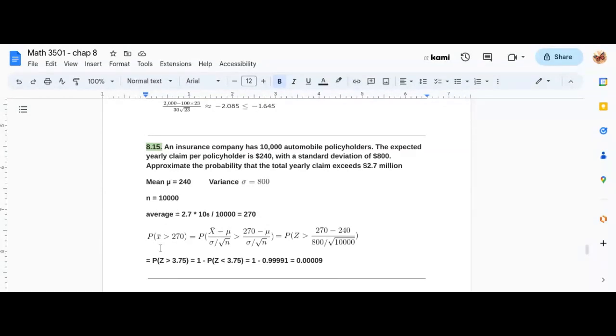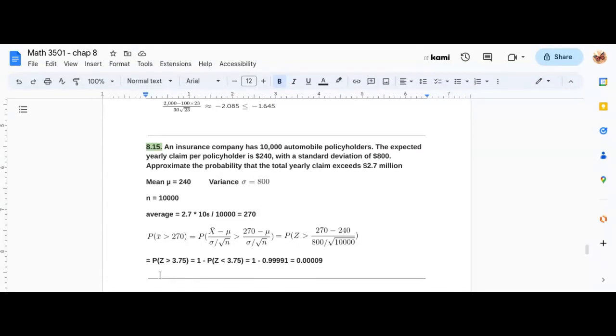The probability of the mean of X's is greater than 270 equals the probability of the mean of X's minus the mean over the standard deviation divided by square root of n is greater than 270 minus the mean over the standard deviation divided by the square root of n, equals the probability of Z is greater than 270 minus 240 over 800 divided by the square root of 10,000.